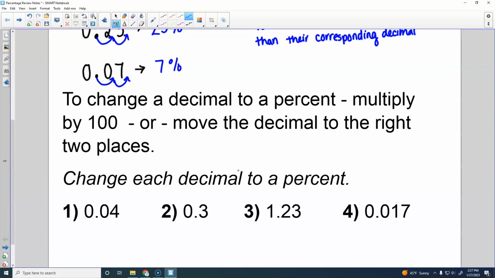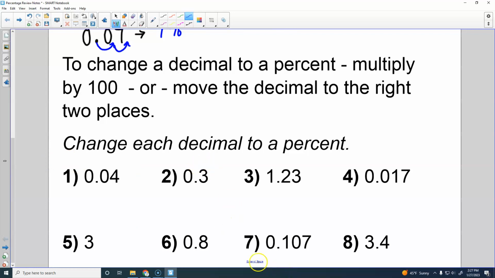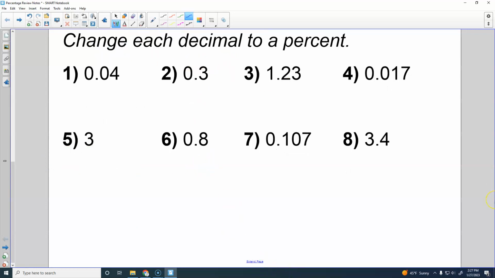All right, so to change a let's see. So right here, I want you to change all 8 of those decimals to percents. It's the same rule for every one.